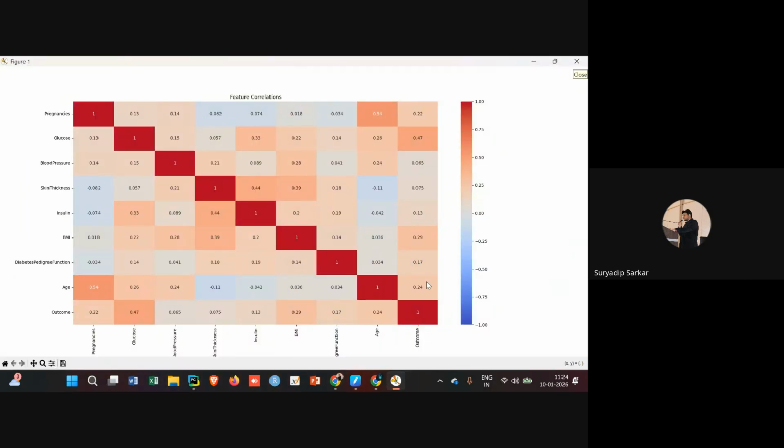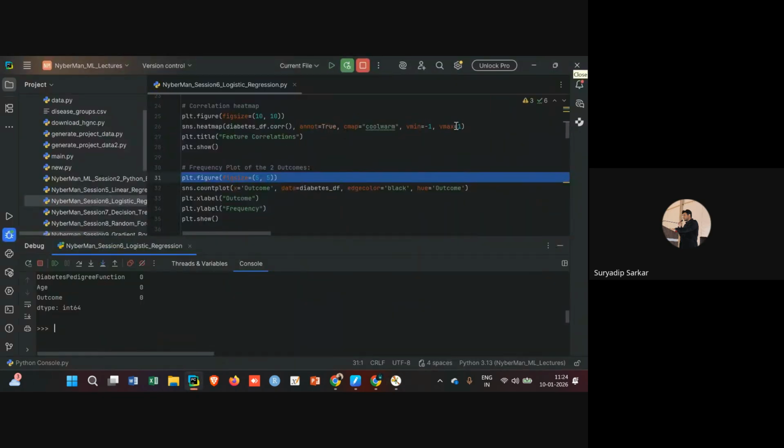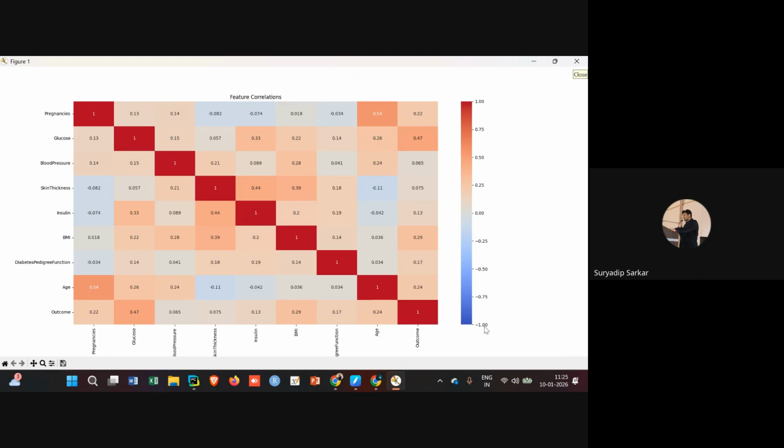In this code here, you would have seen that there are two new parameters, which are the vmin and the vmax. These are nothing but parameters that normalize these values. If you don't give vmin and vmax, this value is not normalized. As you can see right now, the values are normalized and are between -1 and 1. So that is what the vmin and vmax end up doing.